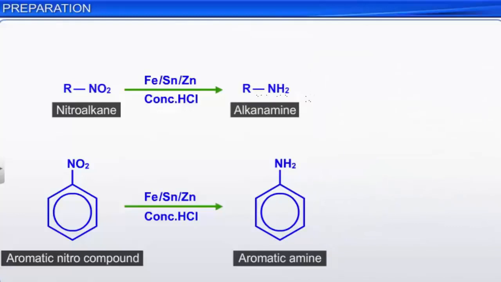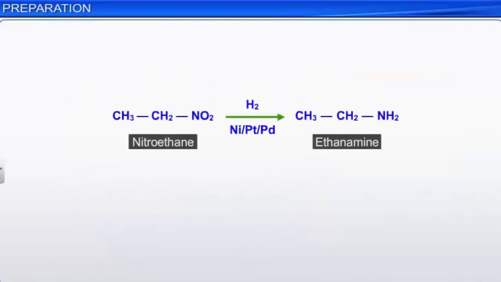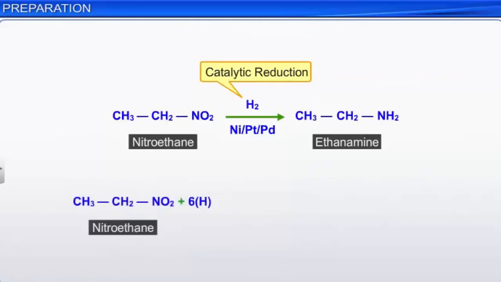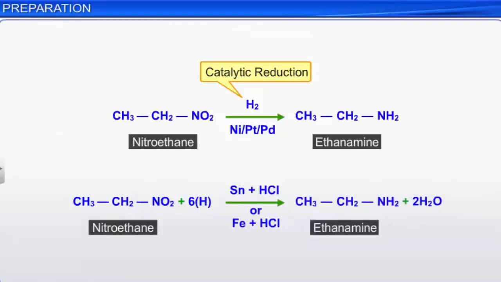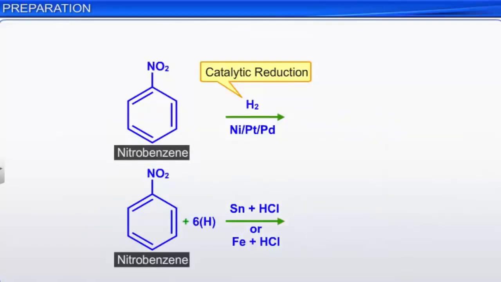Note that both aliphatic and aromatic primary amines can be prepared by the reduction of the corresponding nitro compounds. For example, nitroethane on catalytic reduction, or reduction in the presence of tin and HCl or iron and HCl, gives ethanamine. Similarly, nitrobenzene on catalytic reduction, or reduction in the presence of tin and HCl or iron and HCl, gives aniline.